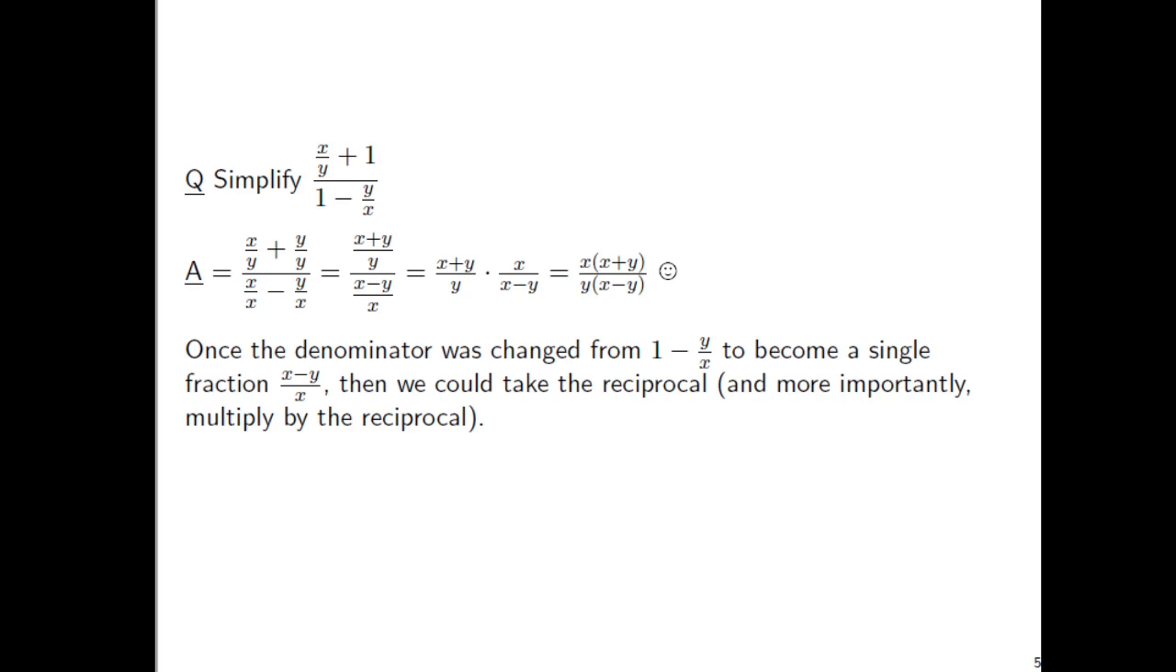So once the denominator was changed from 1 minus y over x to a single fraction, we could then take the reciprocal. And more importantly, since we now had a single fraction, x minus y over x, we could now multiply by the reciprocal, which is what division is going to require.